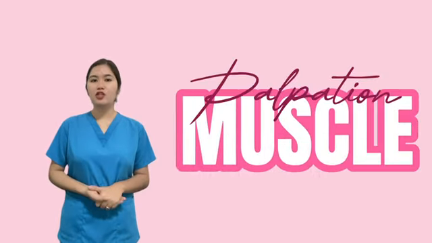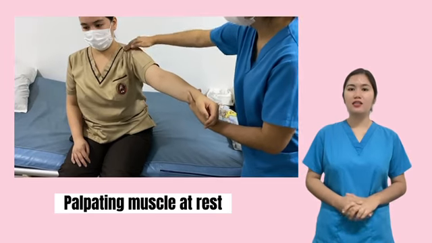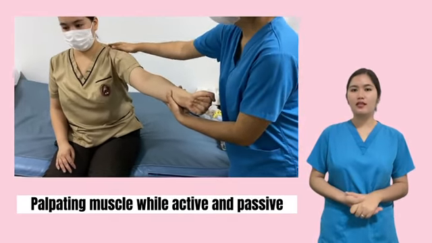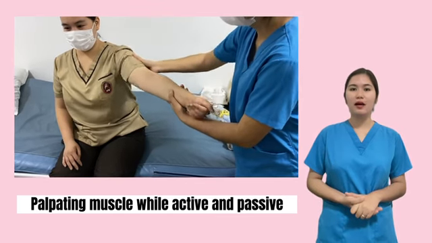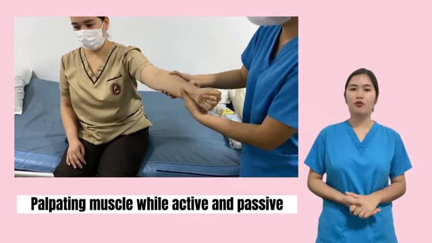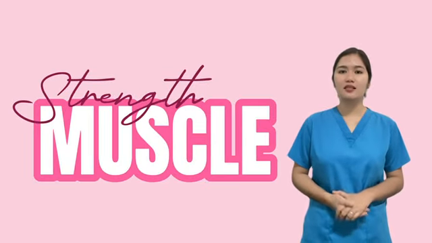Next, for the palpation, we will palpate the muscle at the rest to determine the muscle tonicity. Next, we will palpate the muscle while the client is active and passive for flaccidity, spasticity, and smoothness of movement. Next, we will test the muscle strength.